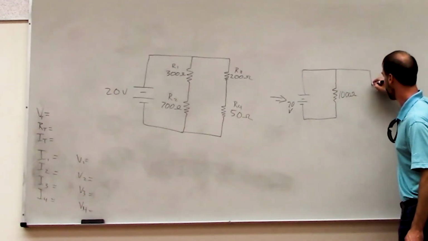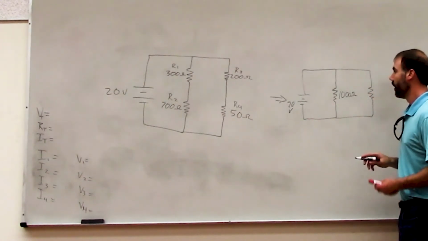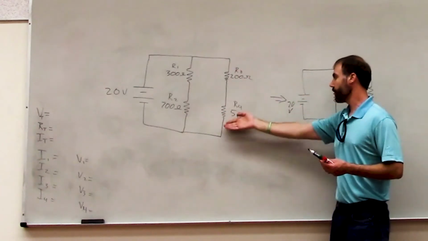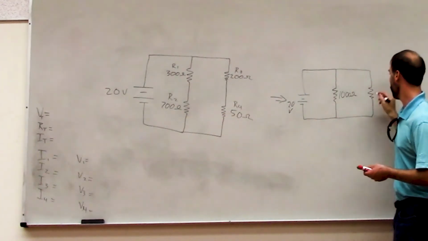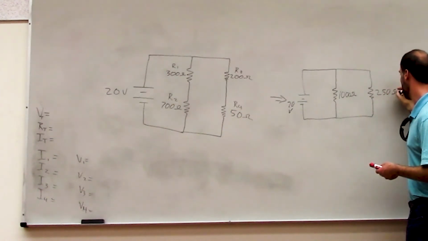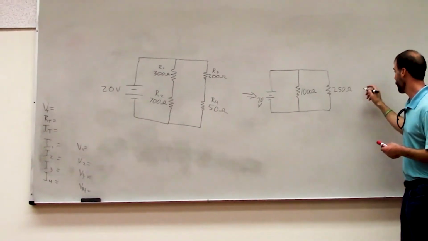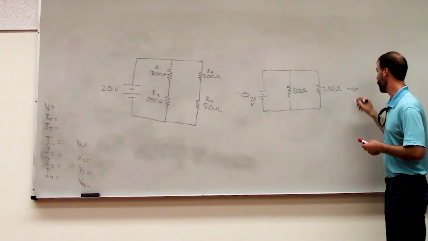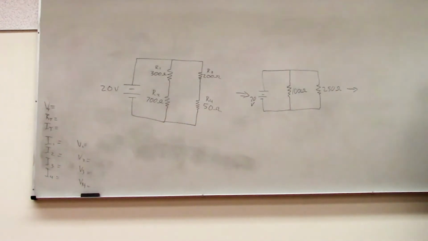And then this other resistor, these two are also in series, right? So we can redraw those as just a single resistor. And in that case, it's 250 ohms. Okay? So can we simplify this circuit any further? Yes. Okay, how would we do that?